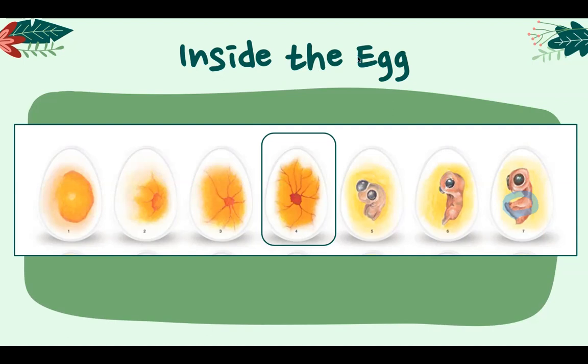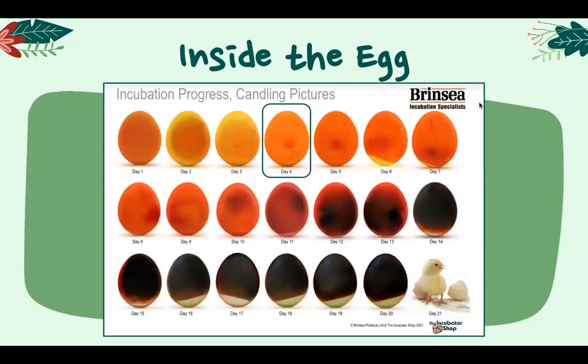Let's go ahead and take a closer look at what's really happening. So farmers will often take the chicken egg and hold up a flashlight or a bright light against the egg, and that's called candling. So what you see right here in this picture are real life pictures of what's happening inside the egg.